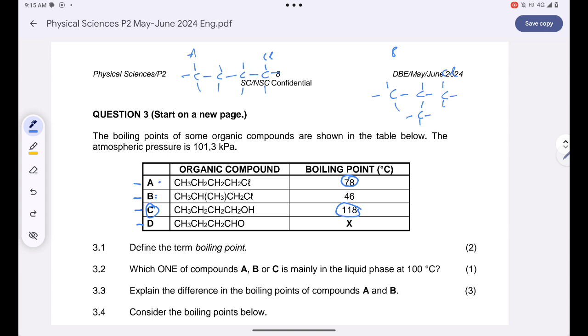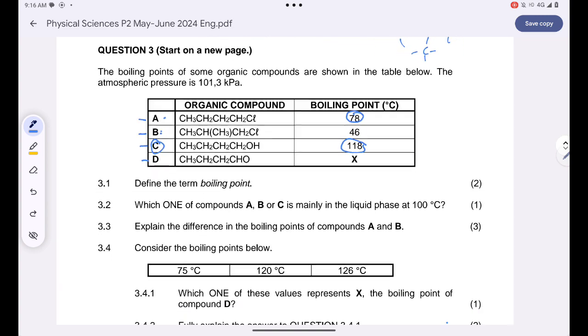But if I were to make a reference with compound B, I would simply say compound B has the shortest chain length, or a smaller surface area. Then point number 2, compound B will have weaker intermolecular forces compared to compound A. Then less energy will be required to separate the bonds of compound B, and hence compound B will have the lowest boiling point. That's how we're supposed to tackle these questions.